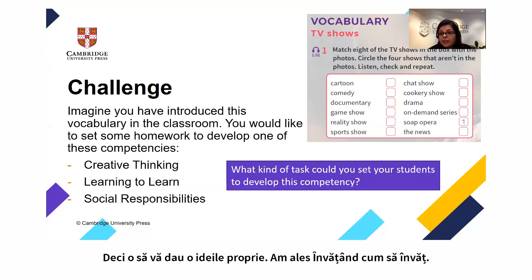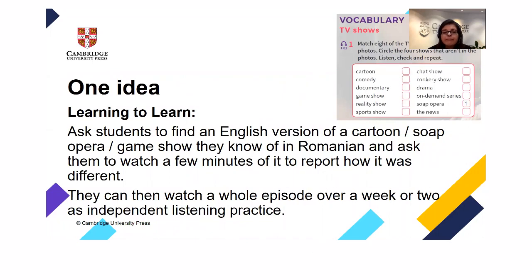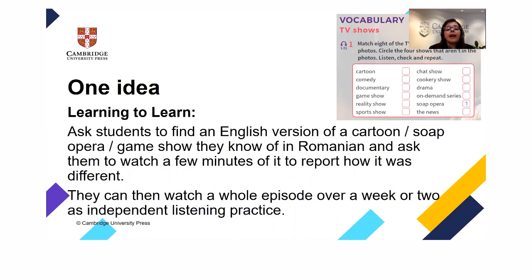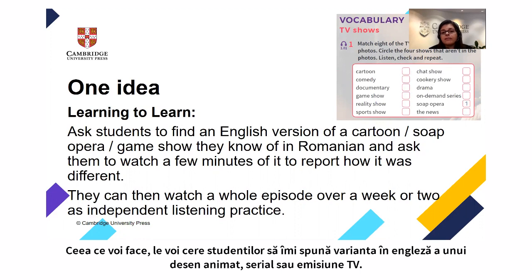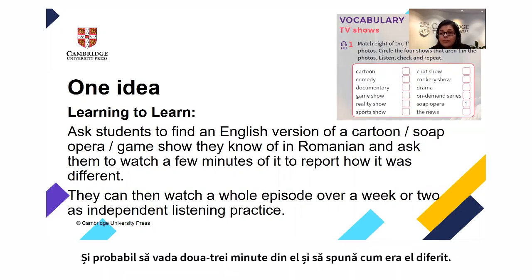All right, so I'm going to give you one idea of my own. So I've chosen learning to learn. And in learning to learn, I want to help my students become more autonomous. So what I might do is ask students to find an English version of a cartoon or a soap opera or a game show, any of these really, in the box, and ask them to find one that they watch or they know of in Romanian, and see if they can find an English version of it, and just watch a few minutes, maybe 2 or 3 minutes, so that they can report back how it was different.